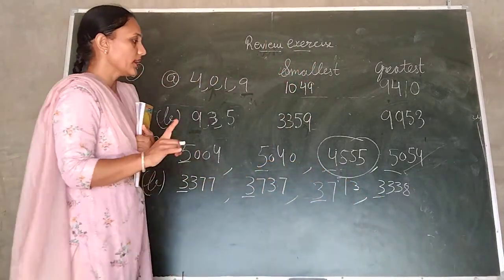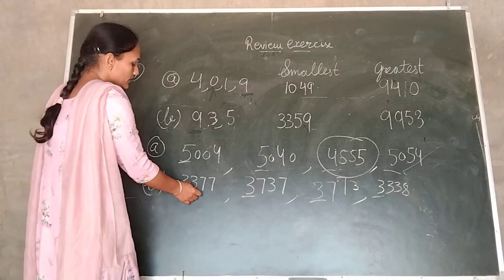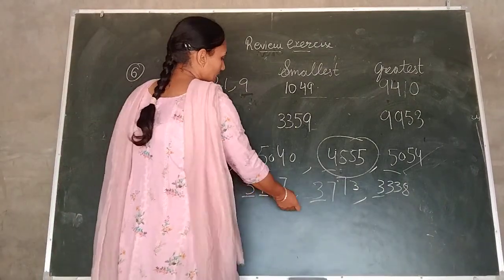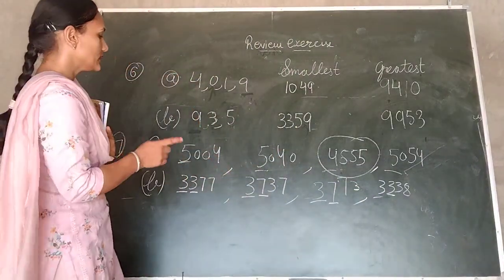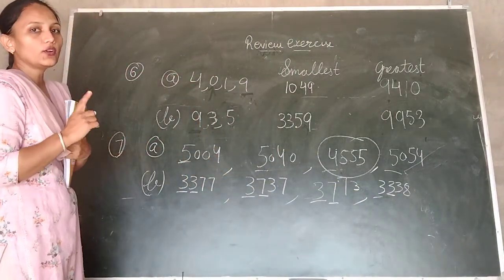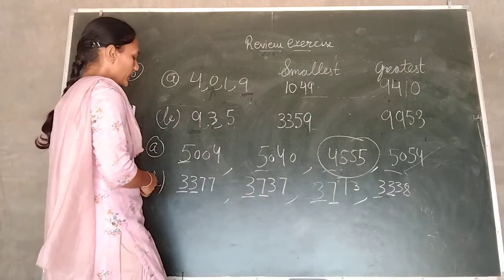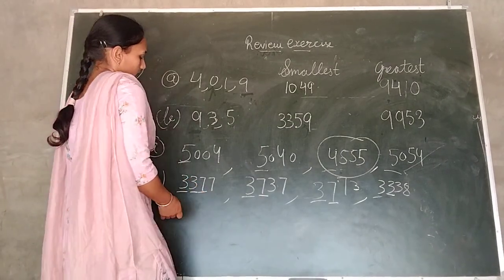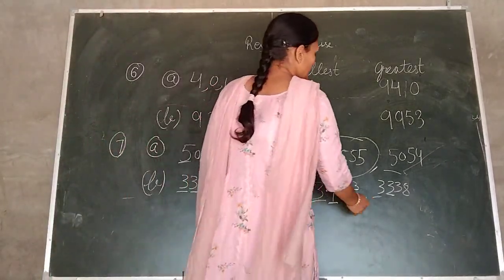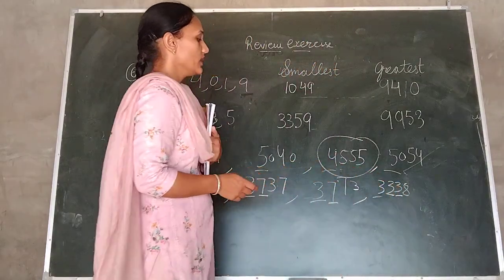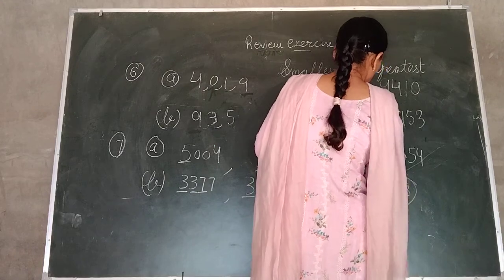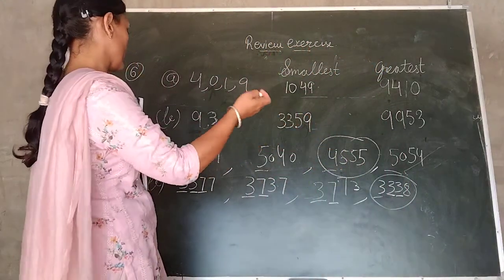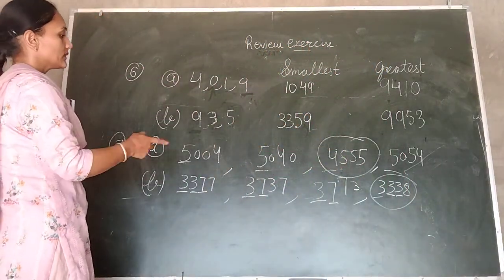3, 3, 3, 3. All are same. Next we will compare the digit in hundred place. 3, 7, 7, 3. Here which is smallest? 3. But we have 3 at 2 places. So we will compare its next digit. Here in tens place, here it is 7 and here it is 3. Which is the smallest? 3. So what it means? 3338. This is the smallest number.